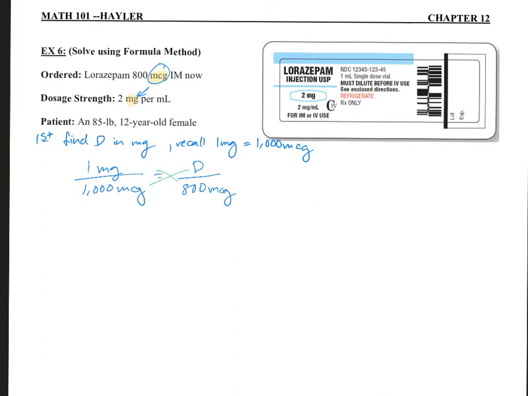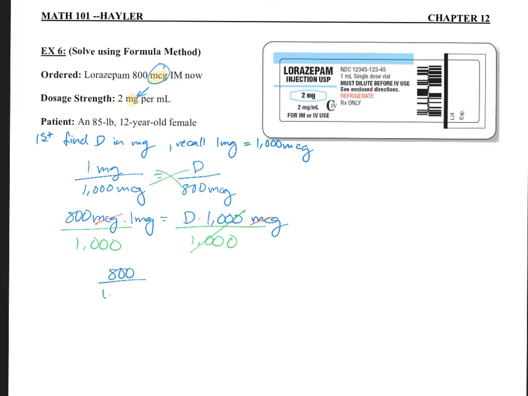Okay, we can go ahead and cross multiply. We get 800 micrograms times 1 milligram equals D times 1,000 micrograms. We can cancel the microgram units, and let's also divide by 1,000 in the same step. And we get 800 divided by 1,000 milligrams equals D. Simplifying this out, we end up with 0.8 milligrams is the dosage we want.